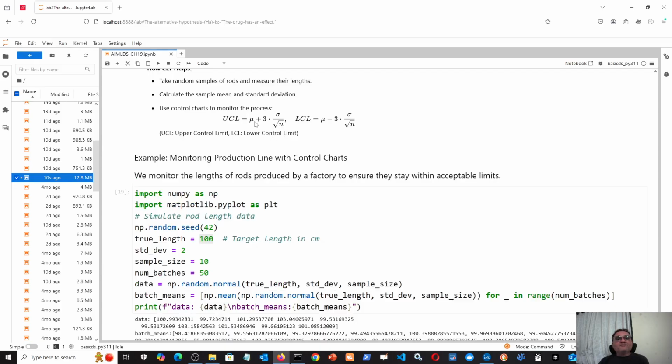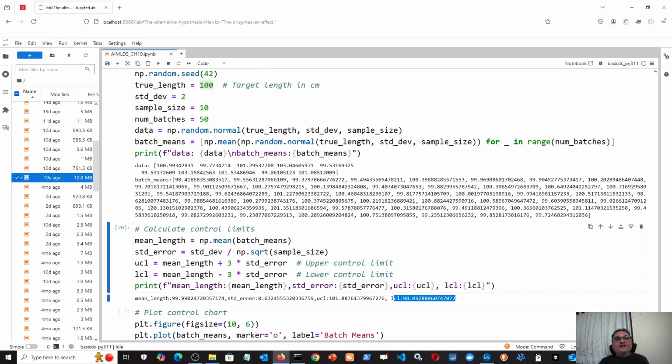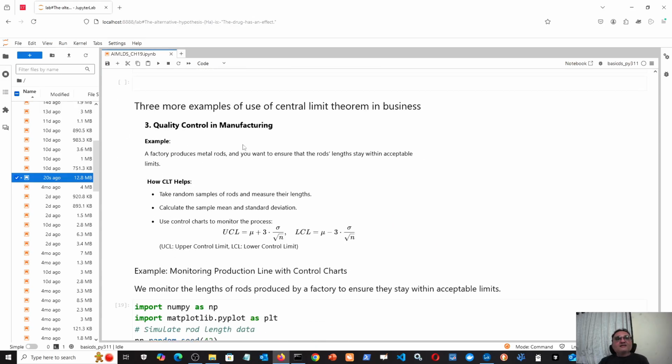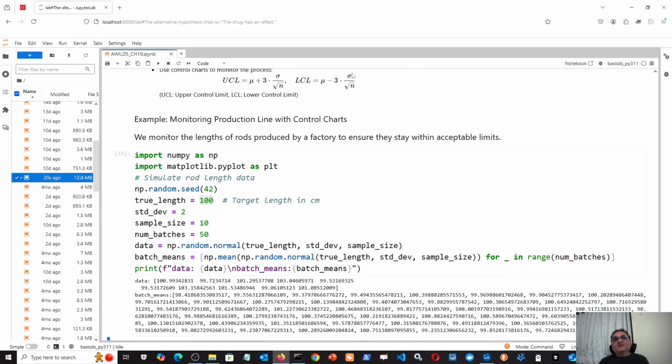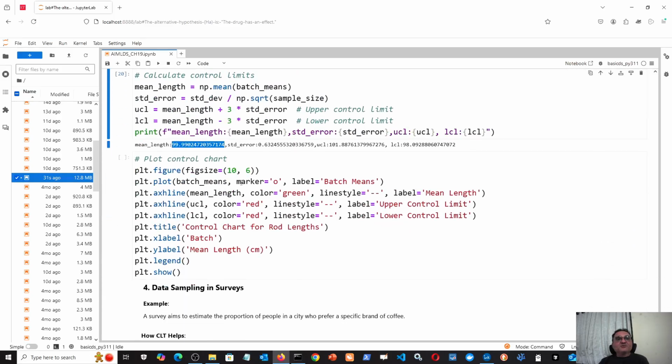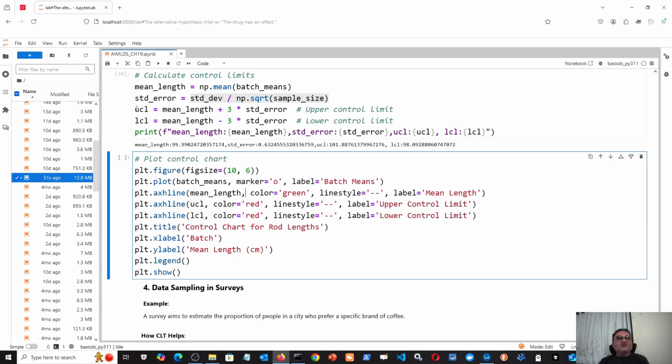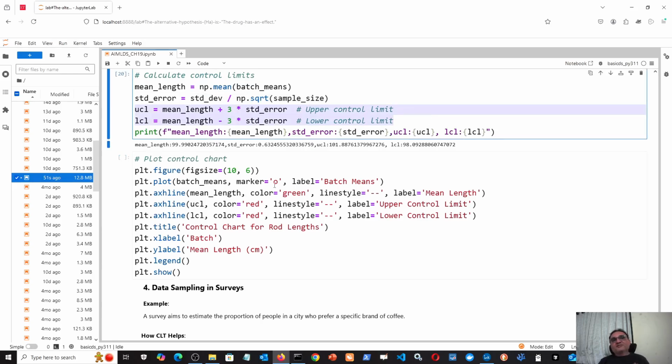Upper control limit means mu, that is 99.99, plus 3 multiplied by sigma divided by root n, and lower control limit means mu, 99.99, minus 3 into sigma divided by root n. So that is what you are finding: plus 3 times the standard error, sigma divided by root n, and minus 3 times the standard error. Okay, and then you plot it. If your plot crosses this upper control limit and lower control limit, that will be your boundary.